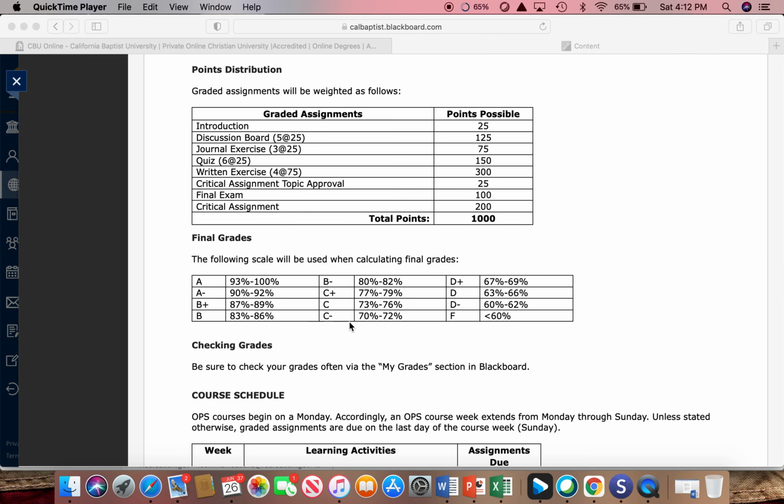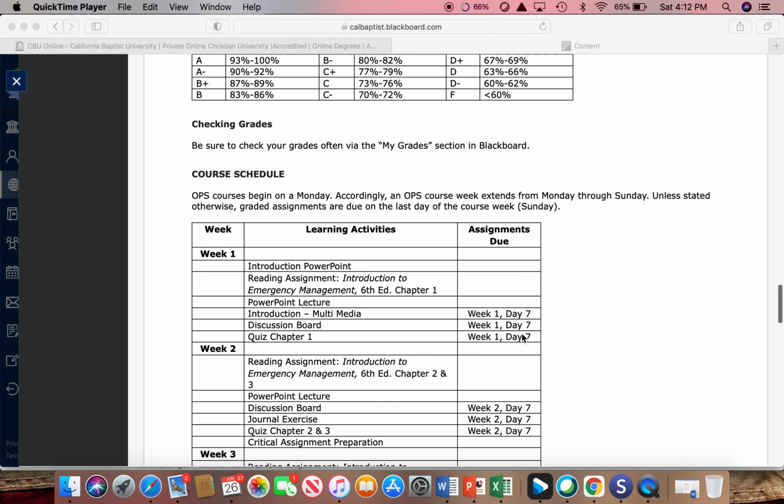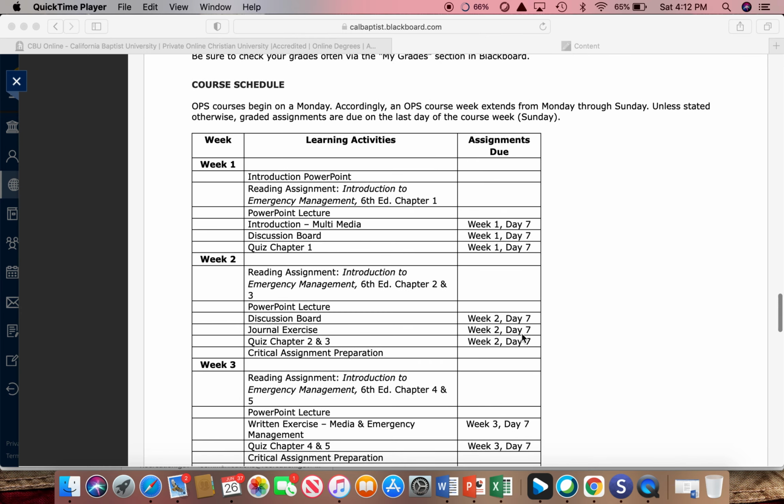and how they are broken down as a letter grade. We then look at the course schedule. What's important that we need to identify here is that for this course, we are broken down into weeks. Each week starts on Monday and ends on Sunday. So we have 7 days each week to finish our assignments.